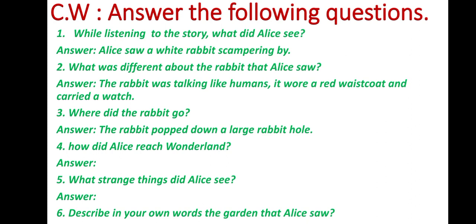Now some classwork is there. Answer the following questions. While listening to the story, what did Alice see? It's very easy. Alice saw a white rabbit scampering by. What was different about the rabbit that Alice saw? The rabbit was talking like humans. It wore a red waistcoat and carried a watch. Where did the rabbit go? The rabbit popped down into a large rabbit hole.